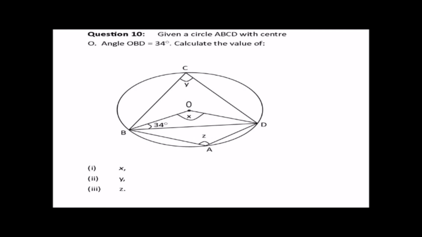And we move on to question 10. Given a circle ABCD with center O, angle OBD is 34 degrees. Calculate the value of X, of Y, and of Z. Don't give up. Now I'm working hard, but this is what you have to do.